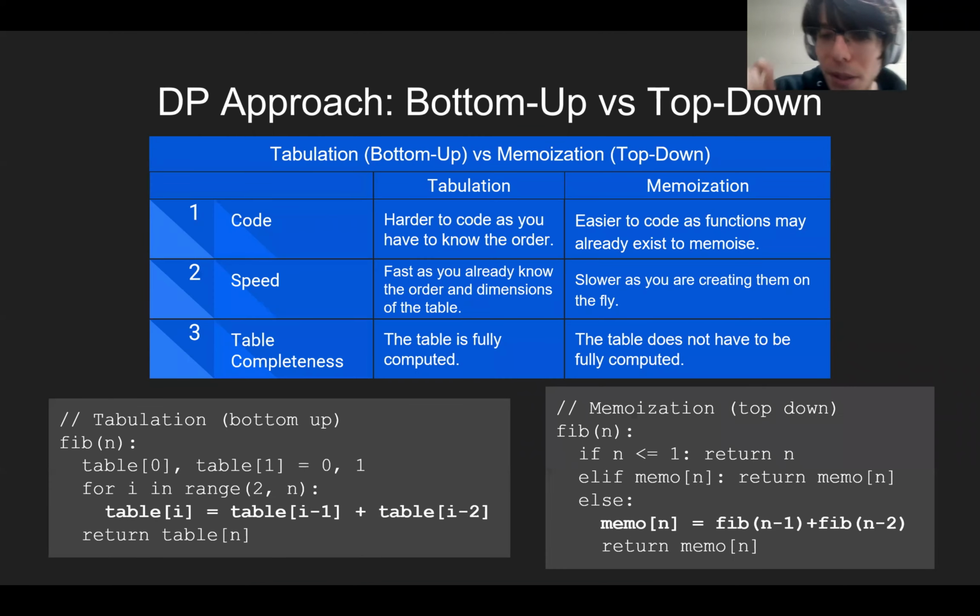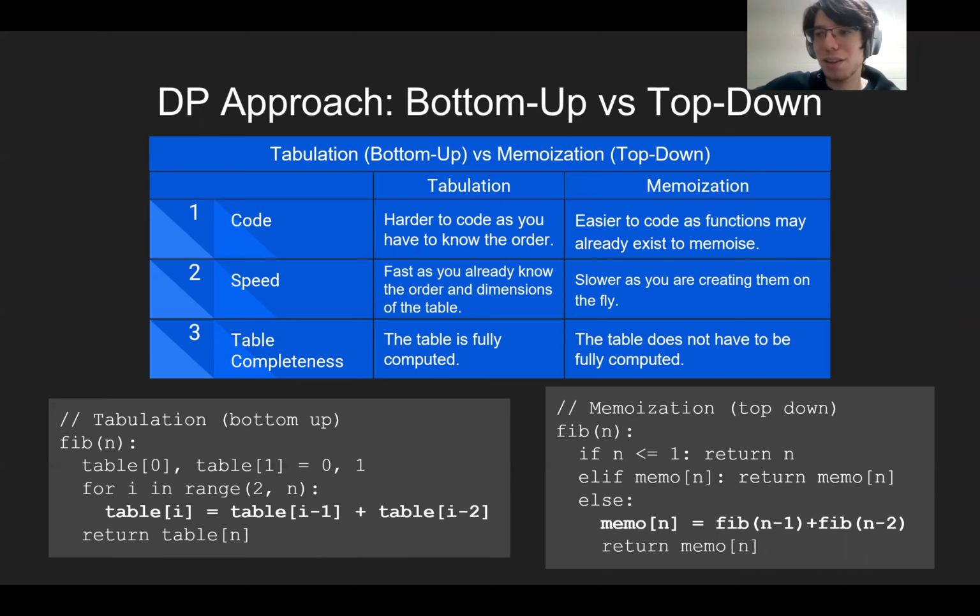Okay, so DP approaches. There are 2 main ones, and they both are dynamic programming. One's bottom up, one's top down. What does that mean? The bottom up approach is called tabulation, and top down is memoization. Memoization is a lot easier to code in general. Tabulation is a little harder to code, but tabulation is generally faster because ahead of time you know the order and dimension of the table. Memoization is generally slower because you have to create things on the fly.